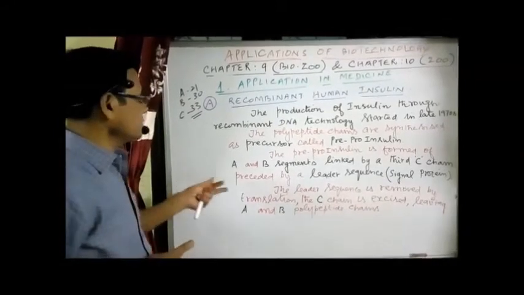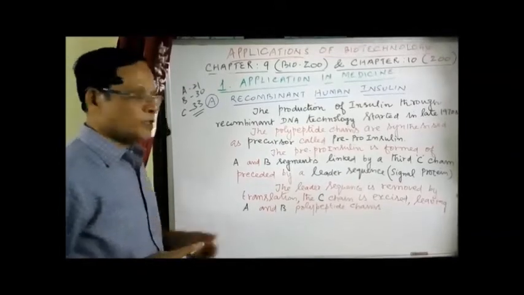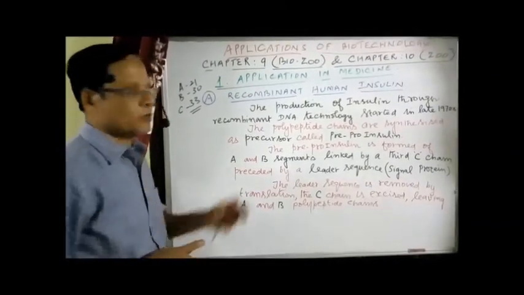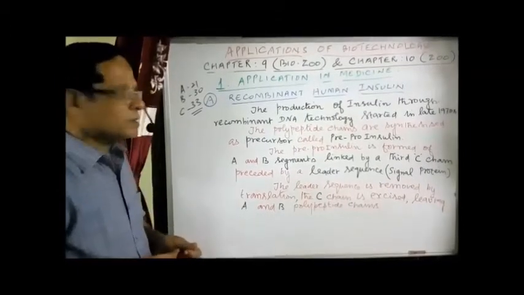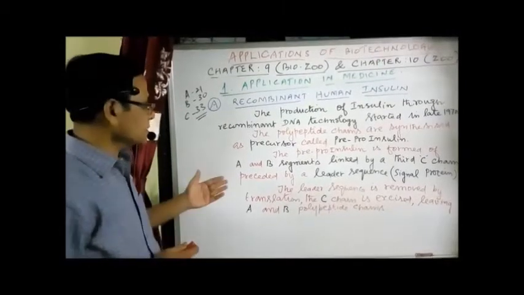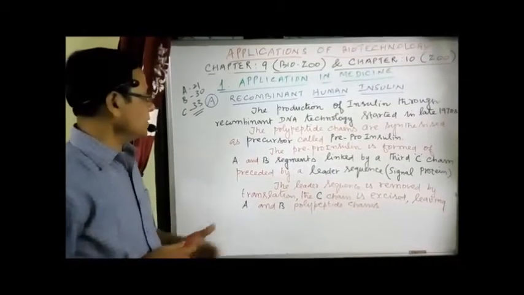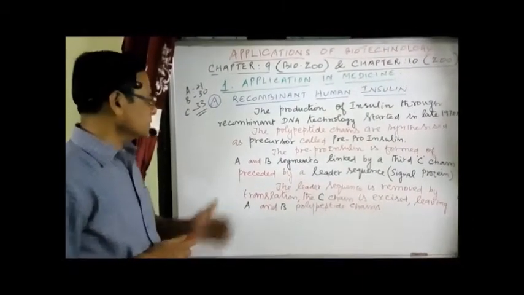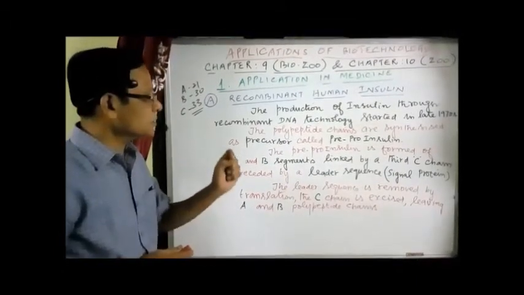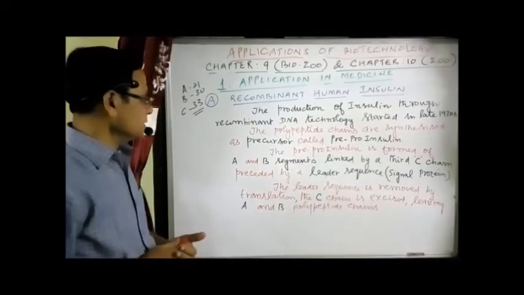If you take the B chain or the A chain, we have a preceding sequence. Normally these three chains are produced as a precursor. The precursor is normally called Prepro Insulin. Now this Prepro Insulin is formed of A and B segments linked by a third C chain, preceded by a leader sequence. You see that one?